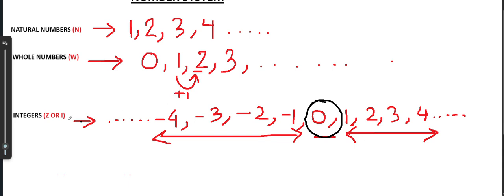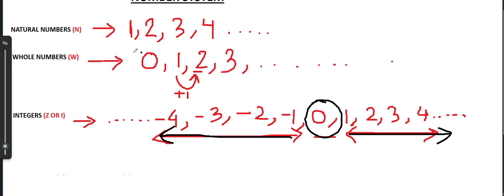Just to give a recap, natural numbers and whole numbers have infinite numbers. Even the integers have infinite numbers towards the negative side and infinite numbers towards the positive side. So we cannot say that we have a largest value or a smallest value.